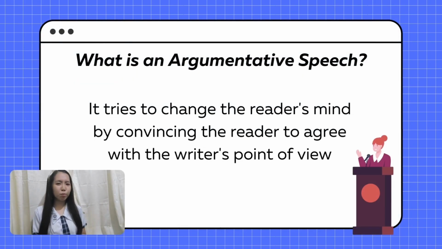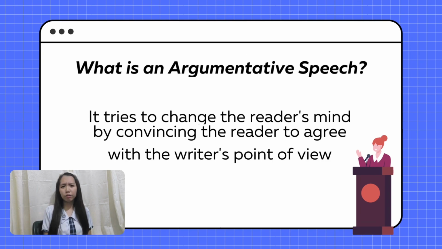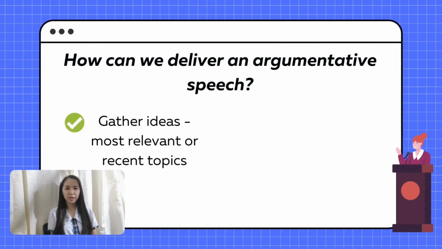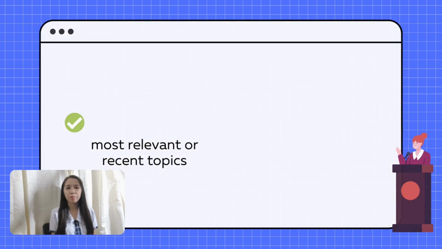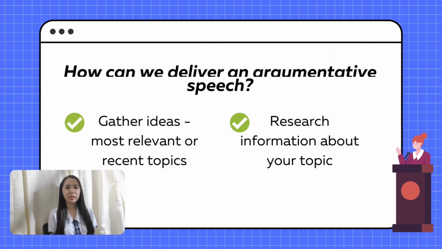An argumentative speech tries to change the reader's mind by convincing the reader to agree with the writer's point of view. So, how can we deliver an argumentative speech? First, you should gather ideas. Ask yourself, what are the most relevant topics that you can share to other people? After that, research information about the topic that you chose. Now, you can make an outline of the speech.